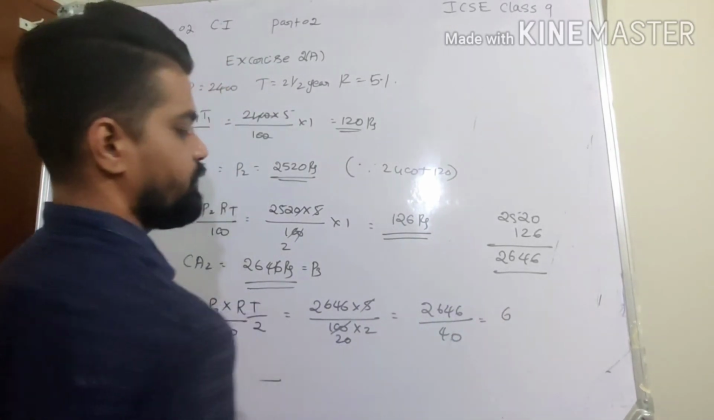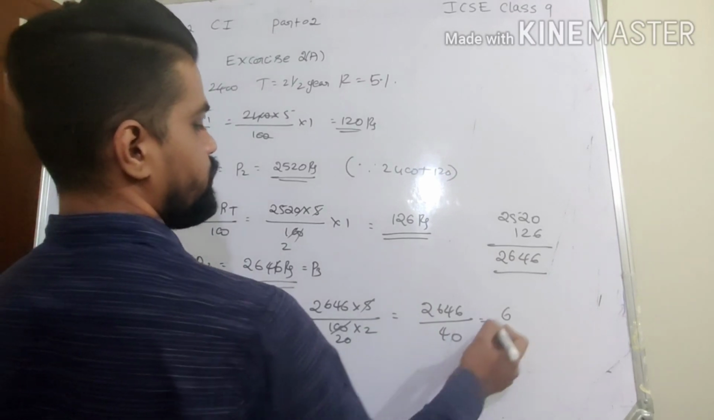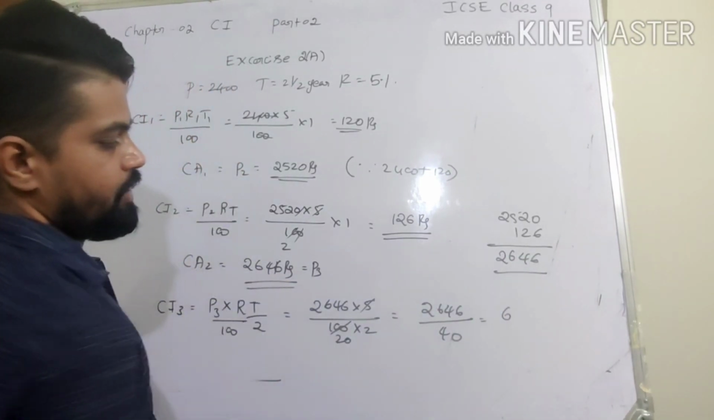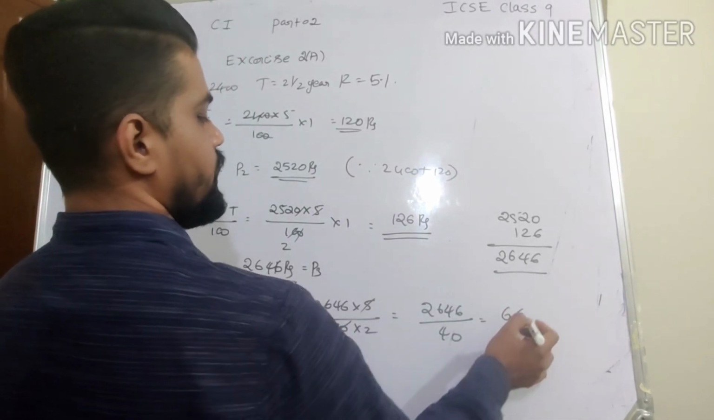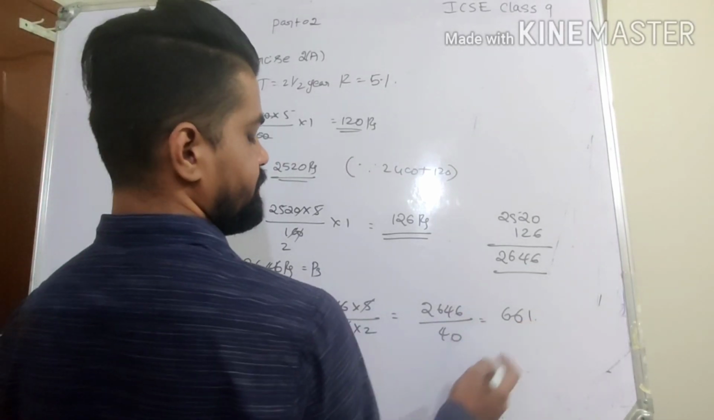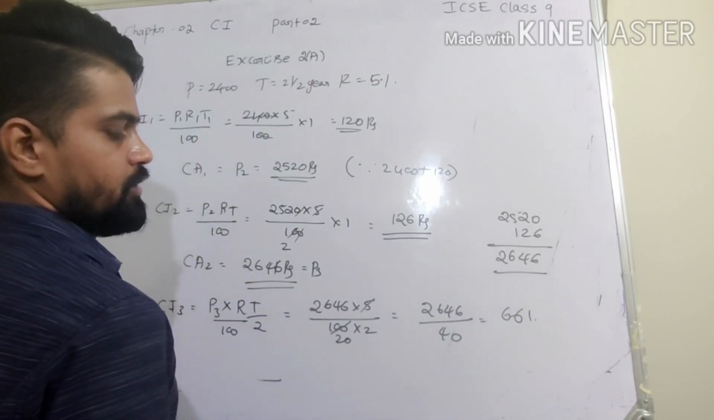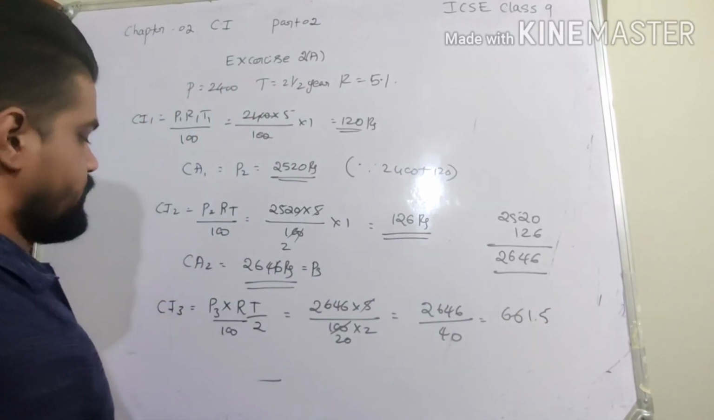4 6s are 24. We have 24, we have 44 now. Yeah, 4 6s are 24. We have 24 again. 4 6s are 24. And 4 1s are 4. And then 20 is there, 4 5s are 20. So 661.5.